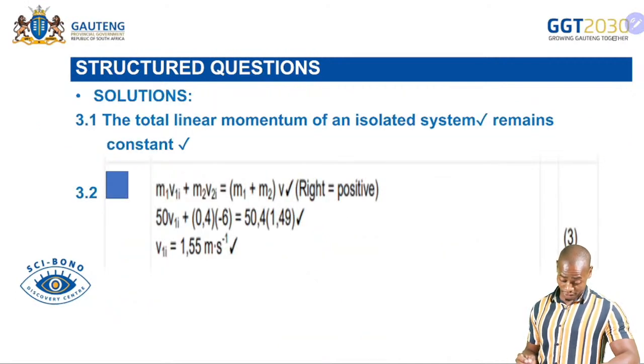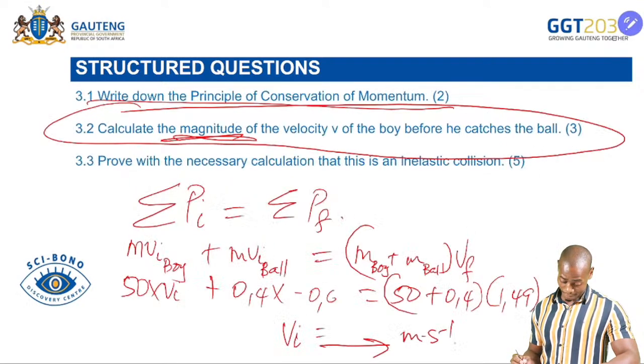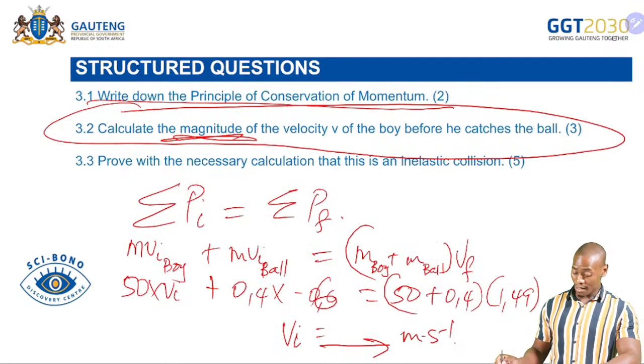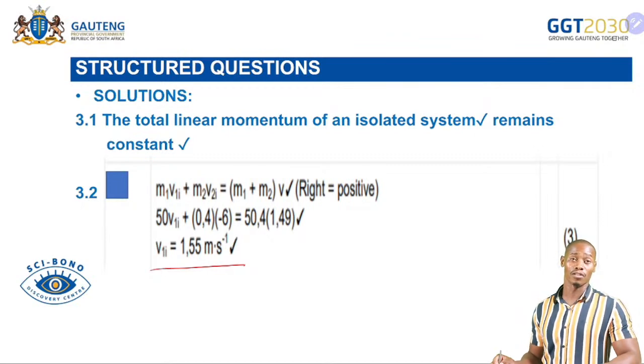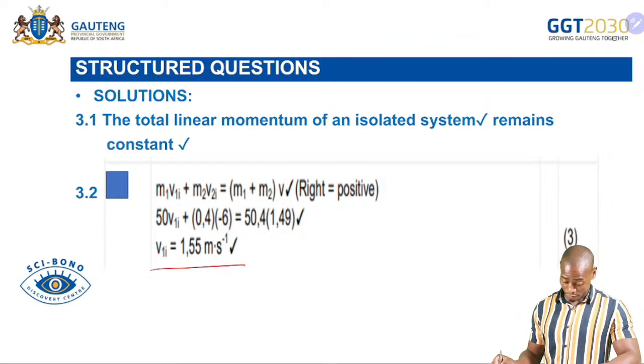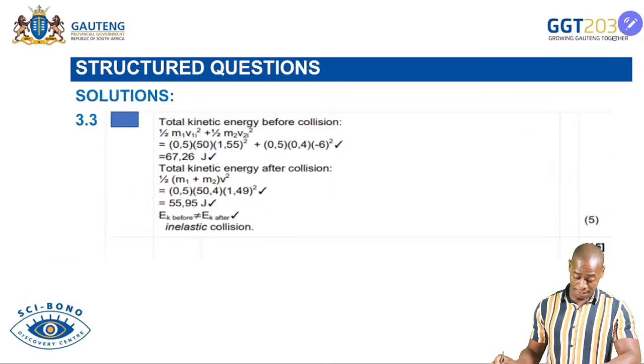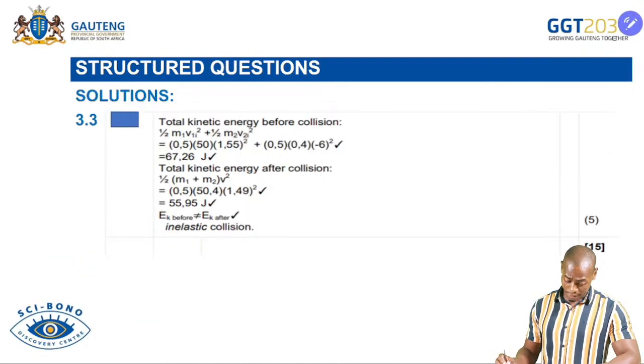Okay, so let's check here. Yes, we did. So it's not 0.6, but it's 6. So here, sorry about that, it's supposed to be 6. Then your answer will be 1.55 meters per second. So we are applying the principle of conservation of linear momentum. Right. Then let's go back.